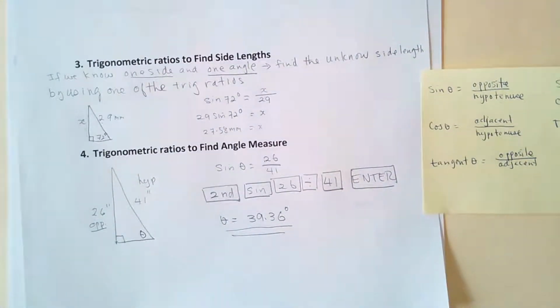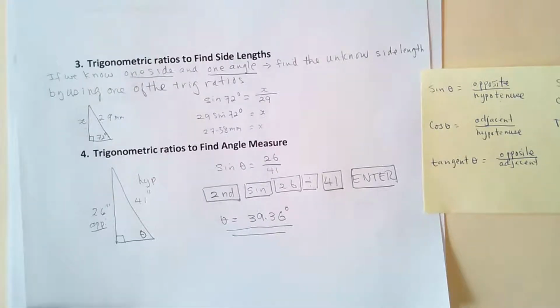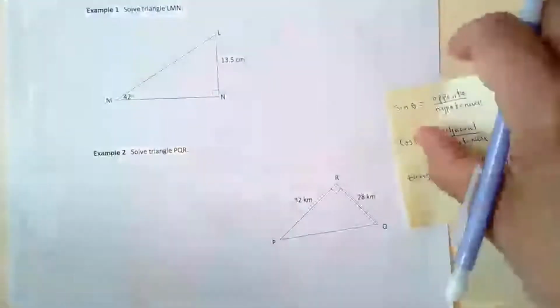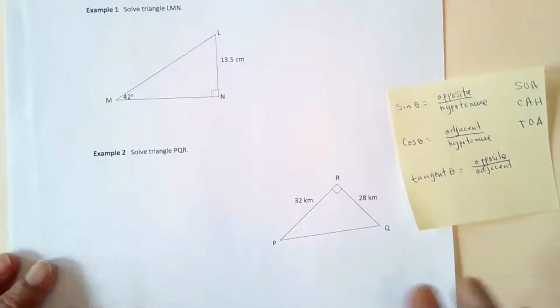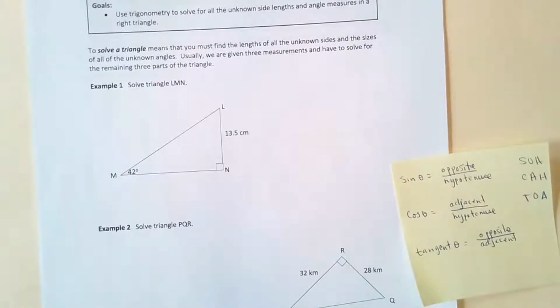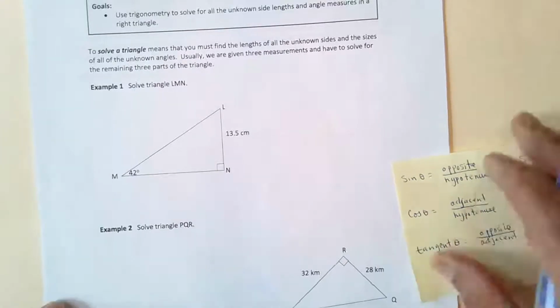So far, that's what we have completed. So today, we're going to put all of that knowledge to use, and we are given either two sides or one angle and one side to find the missing angle or missing sides. So let's look at question 1.